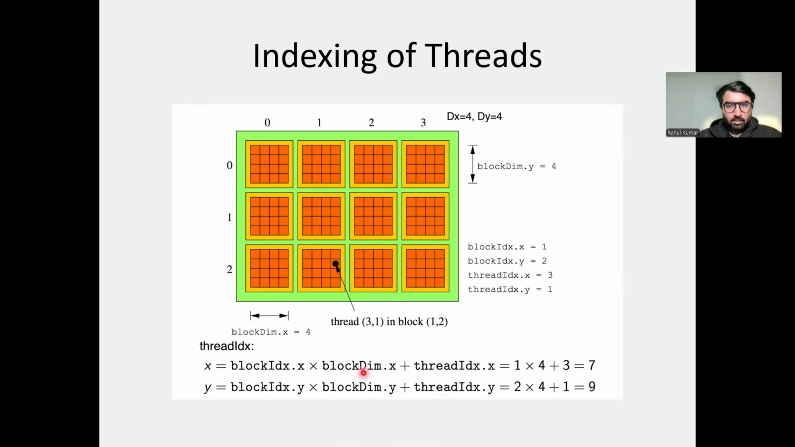Block ID is 1, and the block dimension is 4. You have 4 threads in X direction and 4 in Y direction. Similarly, there is an X index and a Y index, which give the relative position of your thread. So it's 0, 1, 2, 3. So it's 3 over here and 1 in the Y direction. So this gives you it.